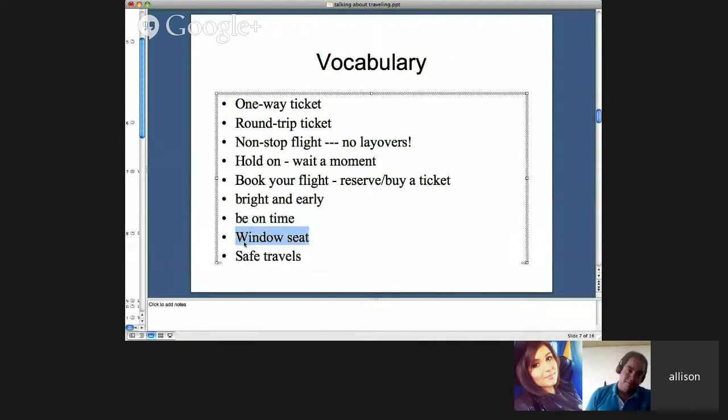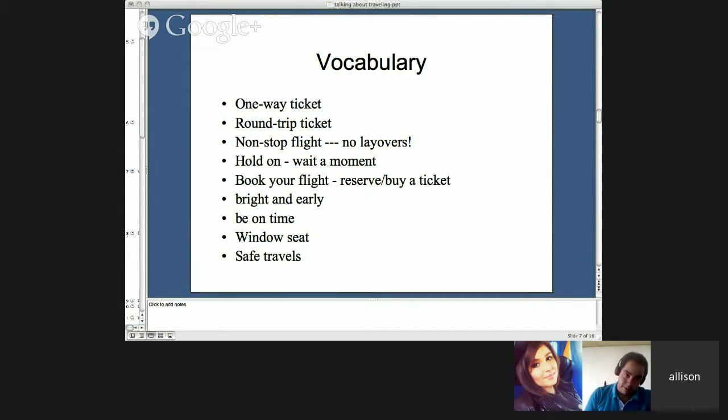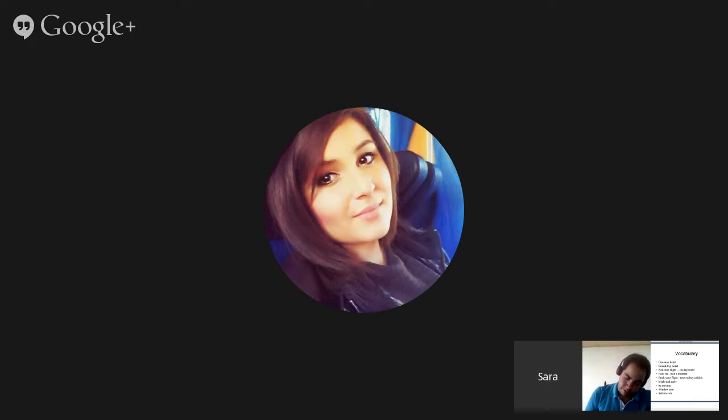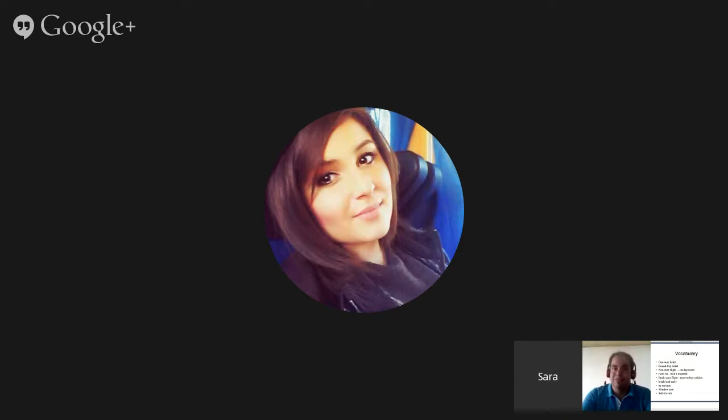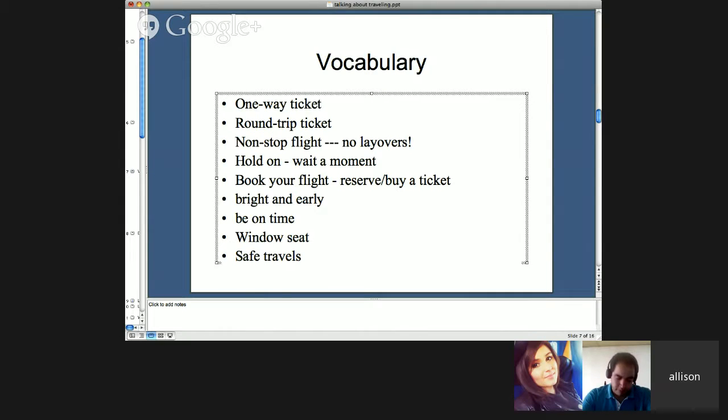Okay, Sarah, will you please read the next one? Window seat. Good. Yeah, what is this? Your sitting position near the window. Good. Pretty straightforward. What is the seat next to the window seat? Teacher, what is it called? I didn't understand. Can you repeat? Sure. What is the seat next to the window seat?